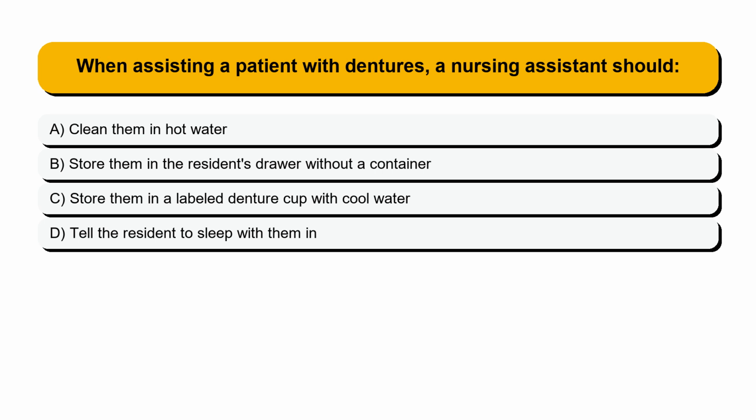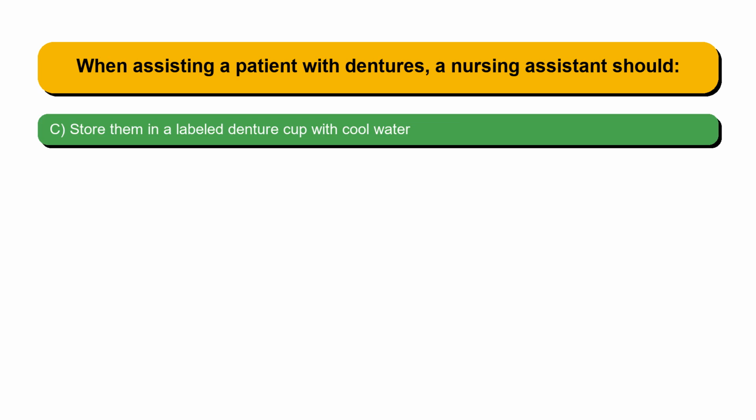Question 31. When assisting a patient with dentures, a nursing assistant should option A. Clean them in hot water. Option B. Store them in the resident's drawer without a container. Option C. Store them in a labeled denture cup with cool water. Option D. Tell the resident to sleep with them in. The correct answer is option C. Store them in a labeled denture cup with cool water.